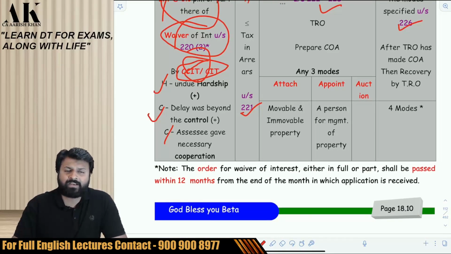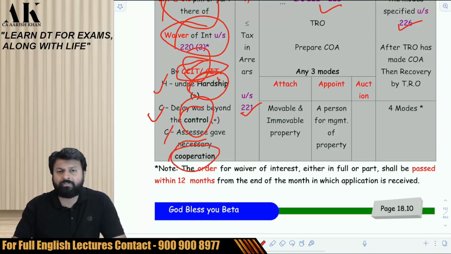You have to fulfill these three conditions. This is the mnemonic which I have used so that you can remember easily. HCC. You have to prove to the CIT that the delay was beyond control. You have to prove to the CIT that there will be undue hardship on me if I have to pay the interest. And you have to prove to the CIT that you are always a cooperative assessee.